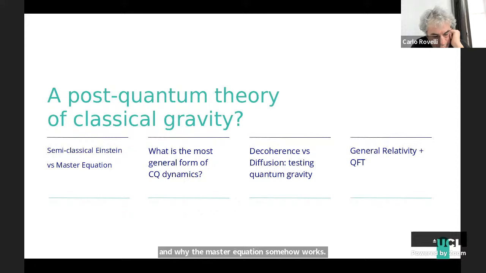I'll talk about, in some sense, how we derive the most general form of this dynamics, and then I will talk about these experiments and how we can use them to test the quantum nature of gravity. And I'll do a lot of this through the path integral because I think that it provides a nice way of seeing how quantum dynamics and classical dynamics and classical-quantum dynamics all have a very similar structure, and one that I think is quite beautiful.